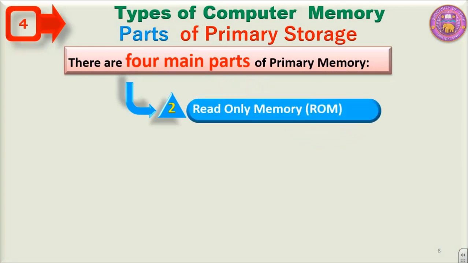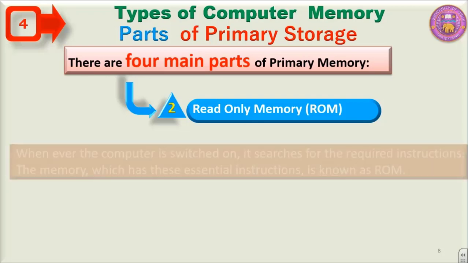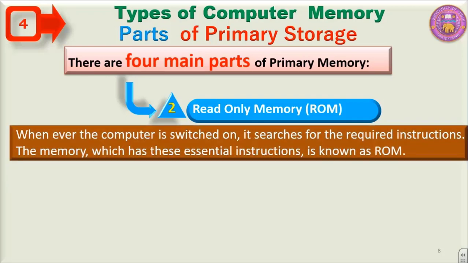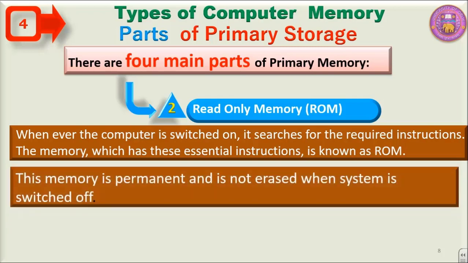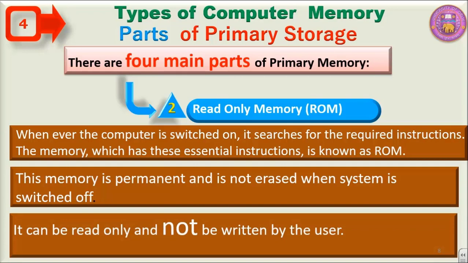The second part of primary memory is read-only memory, that is ROM. Whenever the computer is switched on, it searches for the required instructions. The memory which has these essential instructions is known as ROM. This memory is permanent and is not erased when the system is switched off. It can be read only and cannot be written by the user. So the user can read it only and it cannot be erased or altered.